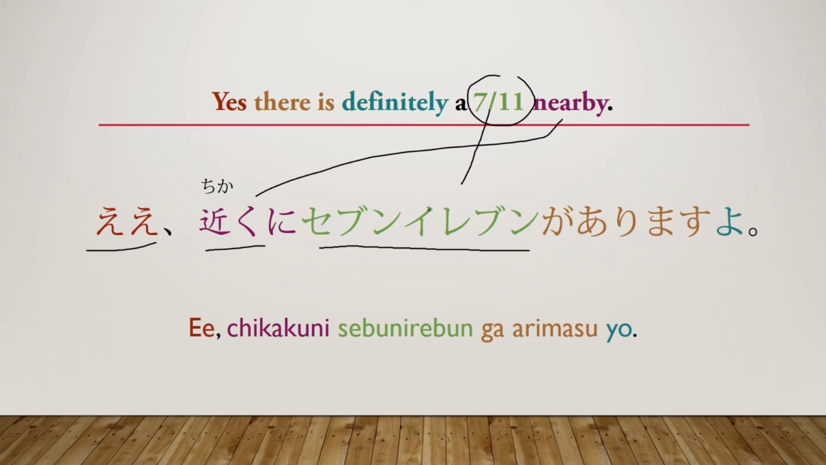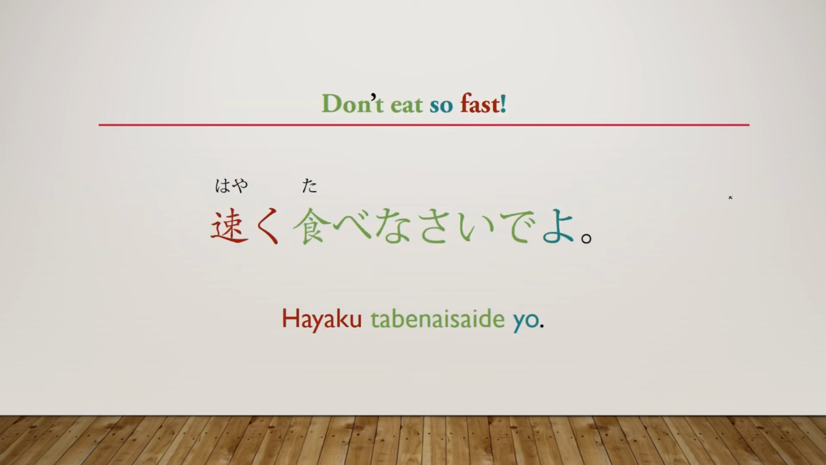So you might actually hear this question a lot. You might have to ask this question a lot. Is there a 7-Eleven nearby? And then we have our ga arimasu, which just means there is. And then the yo in this instance kind of means definitely. Like I said a little bit earlier, when you put the emphasis on that definitely, that's kind of what the yo is implying. It is saying that you know that there is one nearby because you have been to it or you just know. Okay, let's go ahead and move on to the final example sentence.